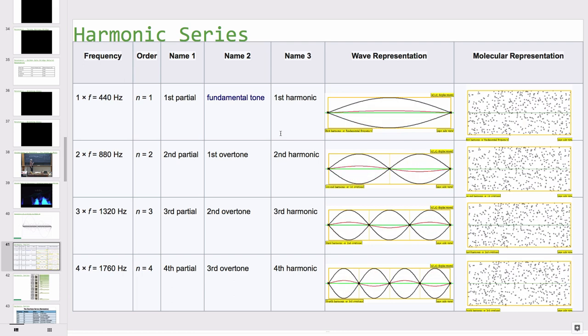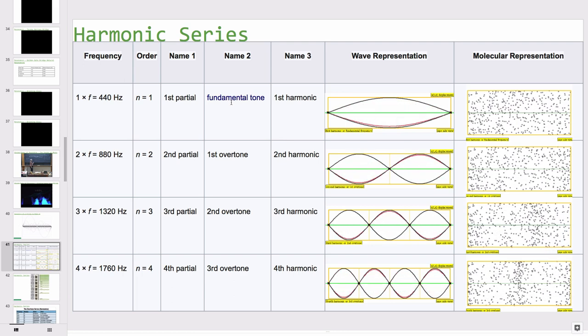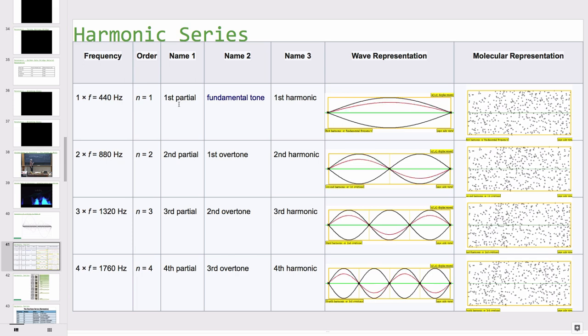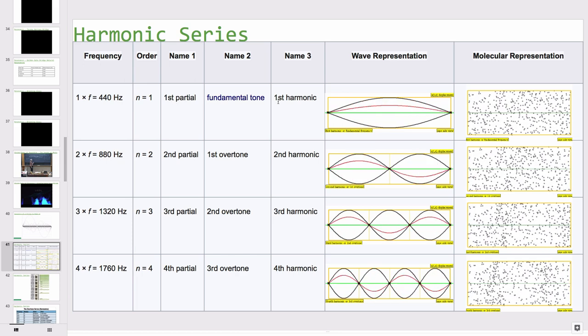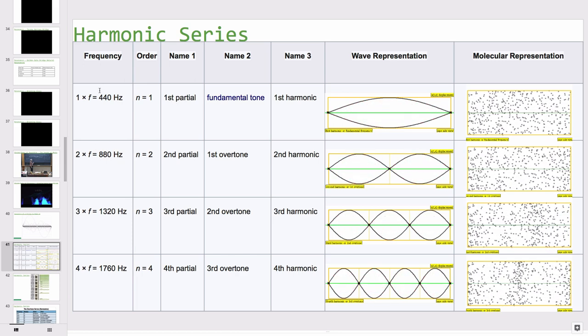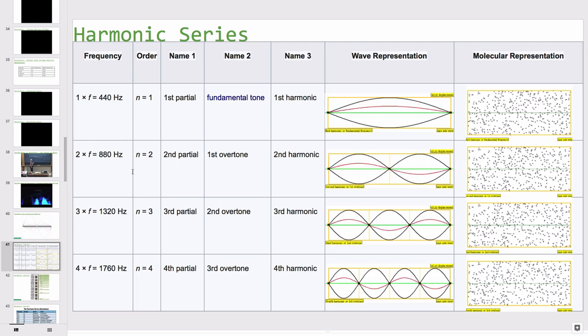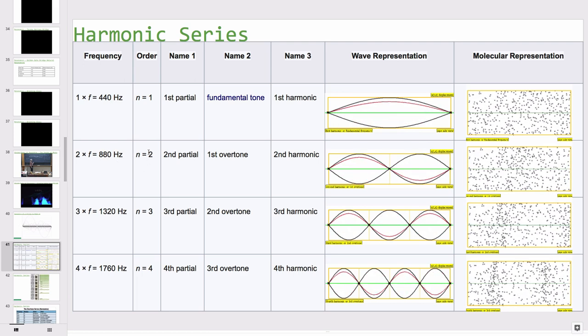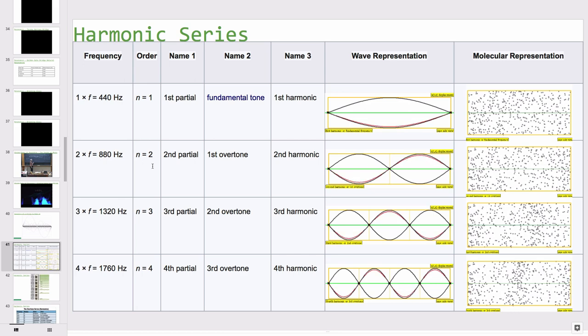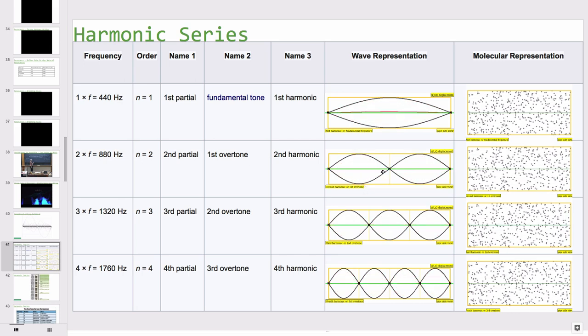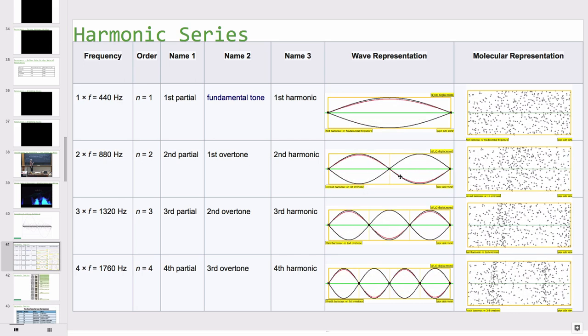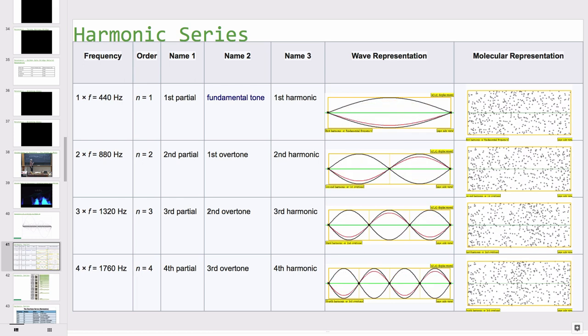And I know Professor Lewin was very careful about not using the word fundamental because it can be quite confusing, but I tend to use it. So it's the first partial, first harmonic. The second is, the frequency is twice as much, and we talked about it as well, and it's the second harmonic or the second partial, right? And it looks like that. Three nodes, two antinodes, etc., etc.